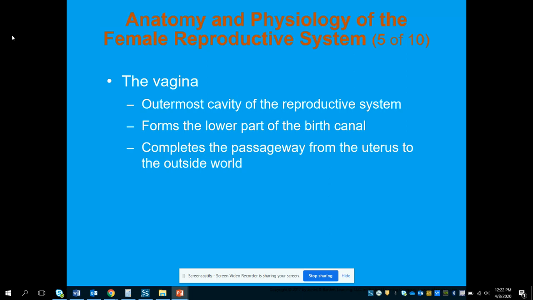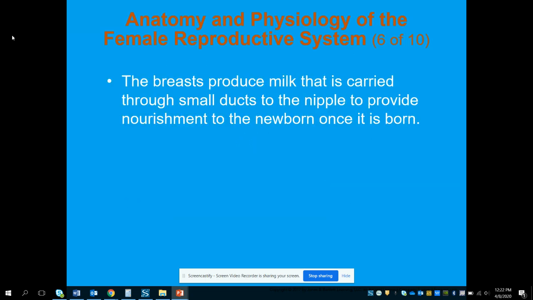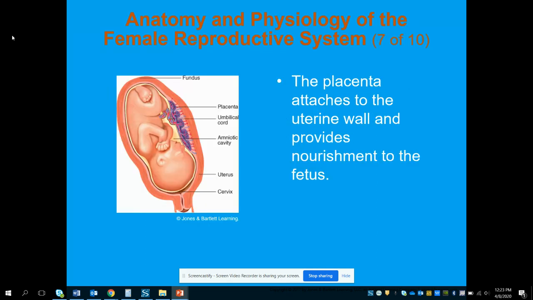So the vagina itself is the outermost cavity of the reproductive system, and that's what is completing the passageway from the uterus to the outside world so that the baby can pass. And then the breasts actually produce milk that is carried through small ducts to the nipple to provide nourishment to the newborn once it is born. And so that makes the breasts a part of the reproductive system as well, because they provide the nourishment for the baby. Now, being able to produce milk and feed our children is part of the reason that makes us a mammal. So that's pretty cool. So the placenta attaches to the uterine wall and provides nourishment to the fetus, like we said.